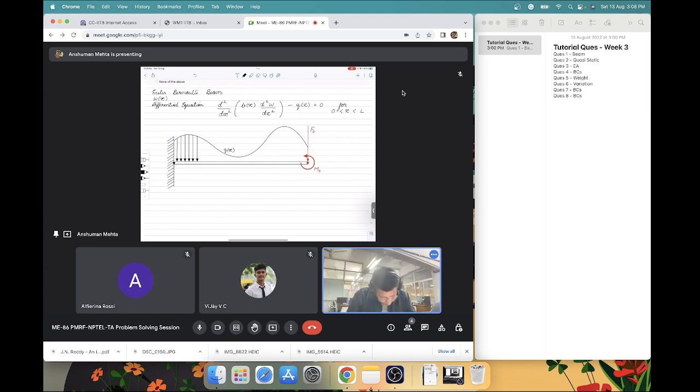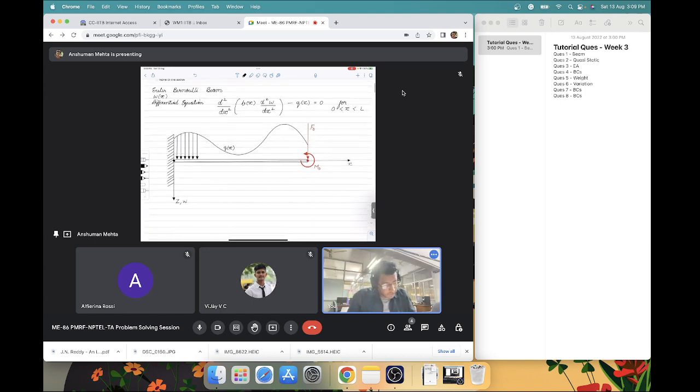And these are the directions of the coordinate system. This is the direction of Z and W, and this direction is X. I hope all the sign conventions are clear.